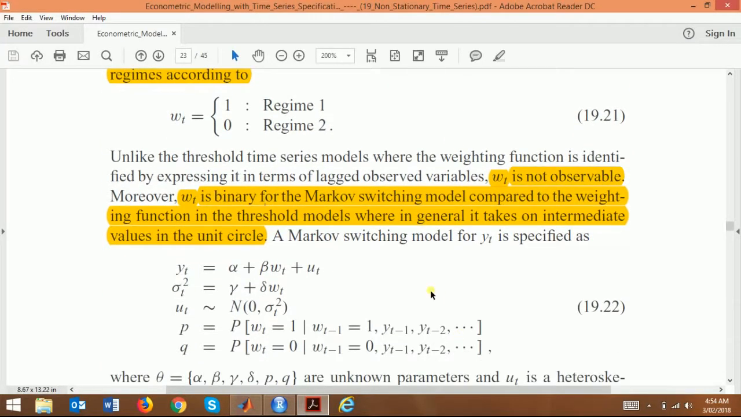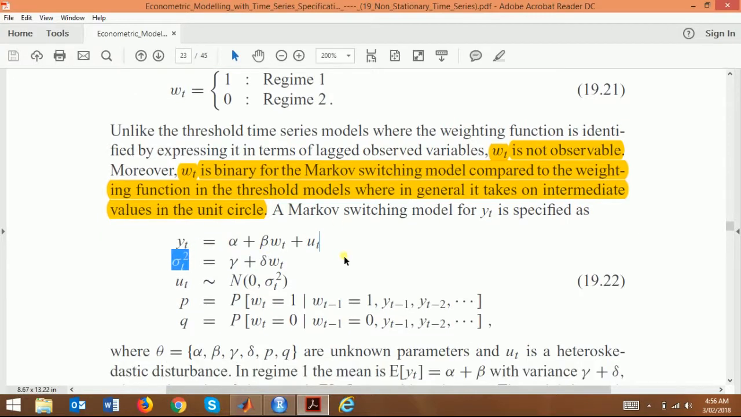Unlike the threshold time series models, where the weighing function is identified by expressing it in terms of lagged observed variables, here the weighing function omega is not observable. Moreover, weighing is binary for the Markov switch model, compared to the weighing function in the threshold models, which in general takes on intermediate values in the unit interval. So basically, in threshold models the weighing function was located within 0 to 1 and numbers were generated in that range, whereas in the Markov switch model this weighing will be 0 or 1, so it will be largely binary.